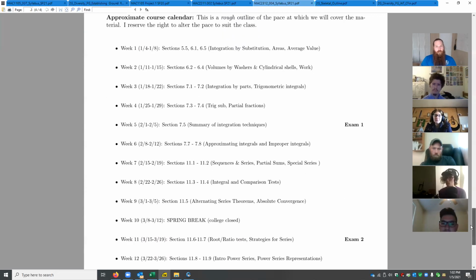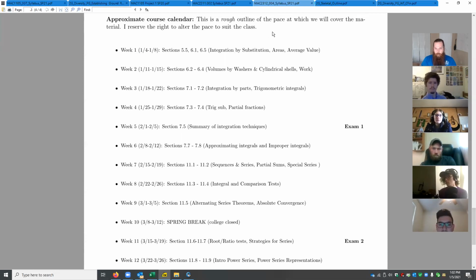Here's the calendar. It's approximate. Things will move around. This isn't set in stone, and I guarantee you by week 5 or 6 or 7, something will have shifted somewhere else. But this is a rough outline of what we're going to be doing when. So the first week, we're going to be talking about some methods from Calc 1, like substitution, finding areas, and average value. Week 2, we're going to start talking about volume problems. These are all very heavy in graphing.